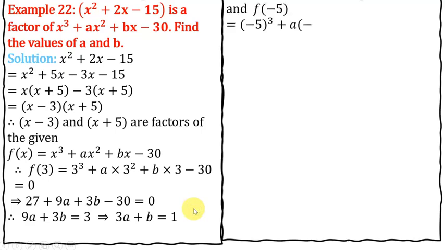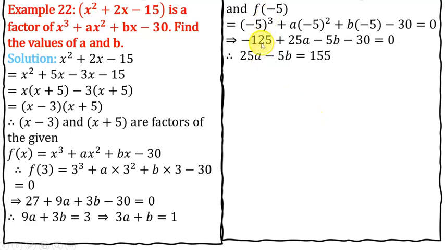Now next, what about f of minus 5? Now x plus 5 is also a factor of this polynomial, as x square plus 2x minus 15 is a factor, and the factors of these are also factors of the given polynomial. Therefore, we will find the value of f of minus 5. x is replaced by minus 5: minus 5 cube plus a into minus 5 square plus b into minus 5 minus 30 is equal to 0, as it is a factor. Minus 5 cube means what? Minus 125 plus 25a minus 5b minus 30 is equal to 0.